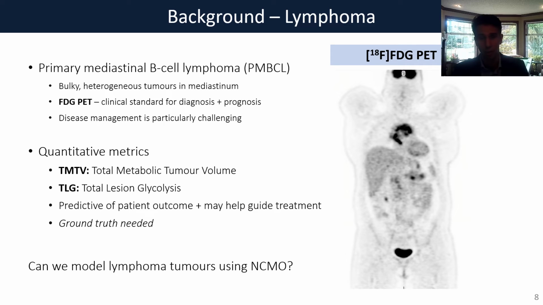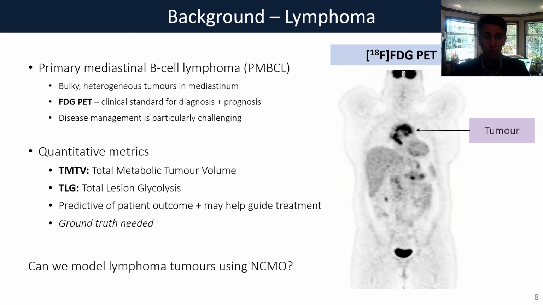And one application of NCMO is to model primary mediastinal B-cell lymphoma, or PMBCL. PMBCL classically presents with really bulky, heterogeneous tumors located in the mediastinum, as shown on the right. And FDG PET is the clinical standard for diagnosing these patients. However, disease management is particularly challenging, so there's motivation to implement quantitative metrics that can predict outcome, such as the total metabolic tumor volume or the total lesion glycolysis.